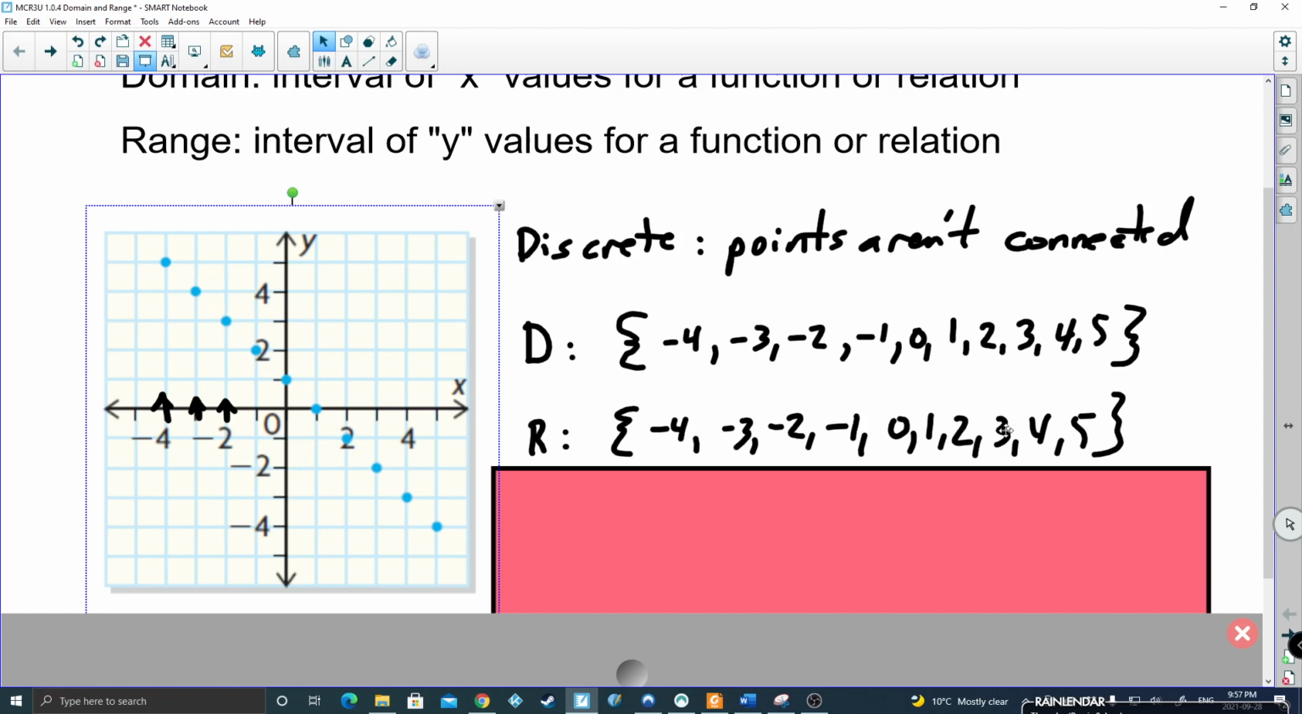So I just listed all of those. If you wanted to do it 5, 4, 3, 2, 1 in that order, that is fine as well. But usually we like to list them from the smallest value to the biggest value. And that is what we do for a discrete graph. So any type of graph where you only have points like that, you would just list what all of those points are.